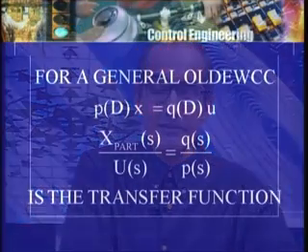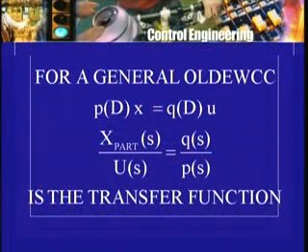PD acting on x, x is the response, equal to QD, Q is another polynomial differential operator acting on the input u. If this is my differential equation model for my system, then if I look at not x of s all of it, but a part of it that only depends on the input transform, then the ratio of that transform to the transform of the input will be equal to qs divided by ps, or in other words the transfer function corresponding to this differential equation will be qs divided by ps.